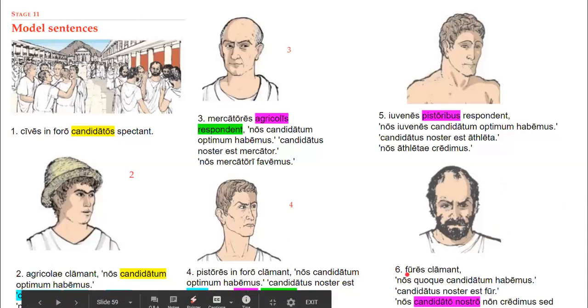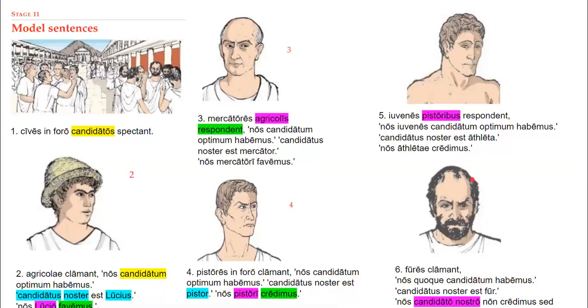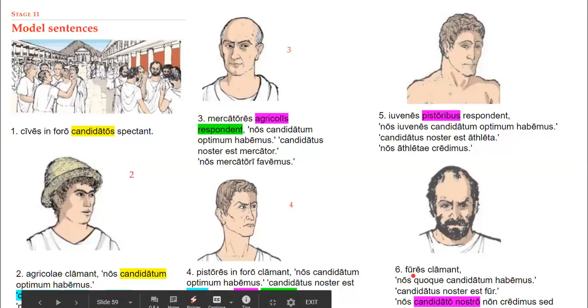Fores clamant nos quoque candidatum habemus. So, fores clamant. You have to love that the fores are described with this sort of scraggly, bearded bridge dweller right here. Because fores is third declension, it means thieves. So the thieves exclaim, present tense verb, nos quoque candidatum habemus. Nos, nominative subject, quoque is an adverb. It means also. Candidatum, accusative direct object, habemus, main verb. So we also, candidate, have. So we also have a candidate.